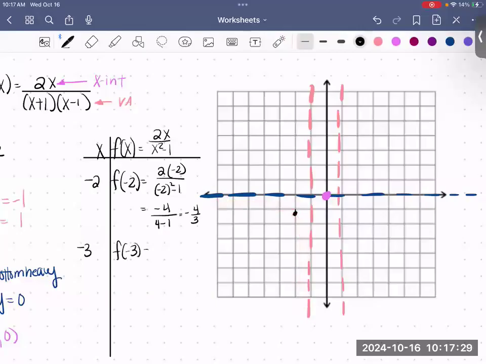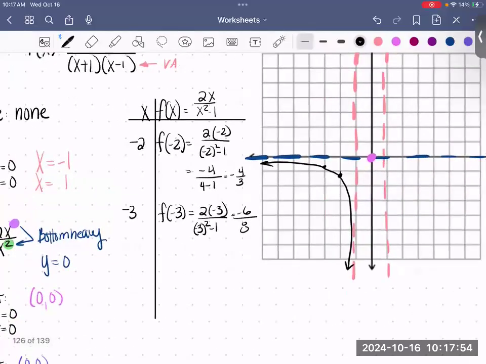So f of -3 is equal to 2 times -3. So we get a -6 over here. -3 squared minus 1. So that's 9, that's 8. So again, that simplifies and we'll come over here. So our graph is going to stretch up and down like this.